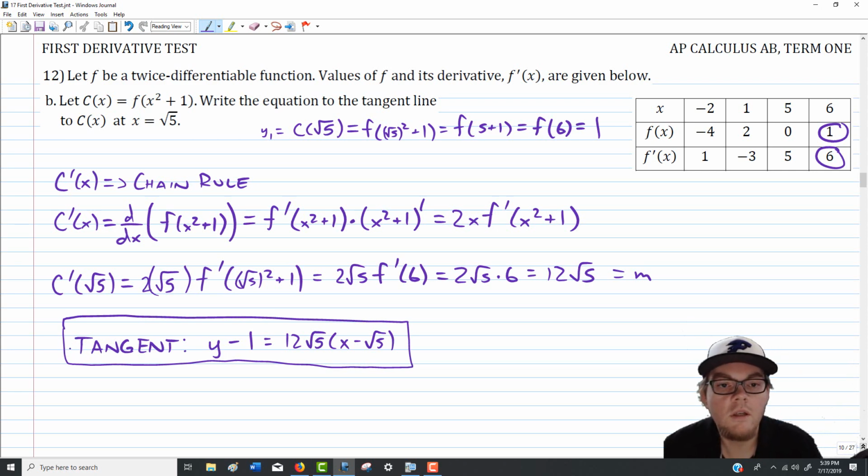But again here, good opportunity to use chain rule. Call back to tangent line equations. Don't let go of those things. It's a huge fundamental thing that we're going to be doing. And of course, we had to read the table to get all our values. So there is 12b.